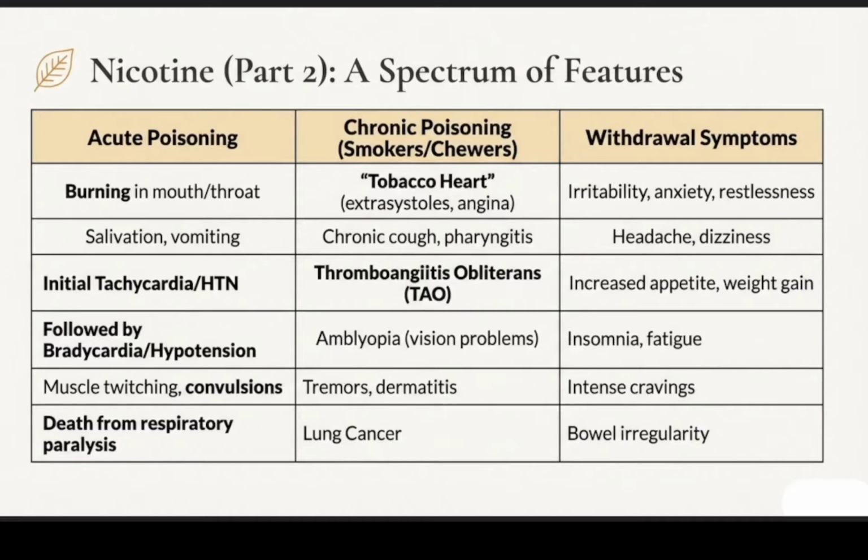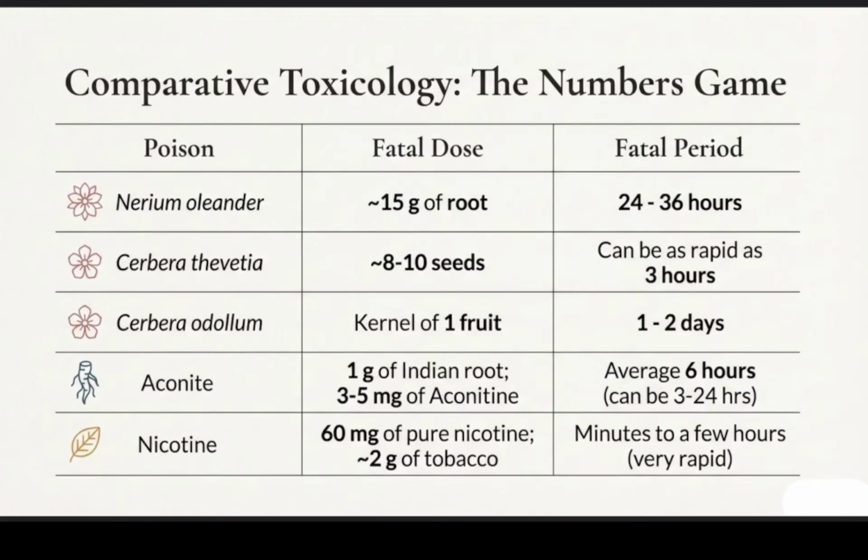Coming to withdrawal symptoms, there is going to be irritability, anxiety, restlessness, headache, dizziness, increased appetite, weight gain, insomnia, fatigue, intense cravings, as well as bowel irregularity. So these are the spectrum of features of nicotine based on acute poisoning, chronic poisoning, as well as withdrawal symptoms. Okay, now we'll go through the fatal doses.